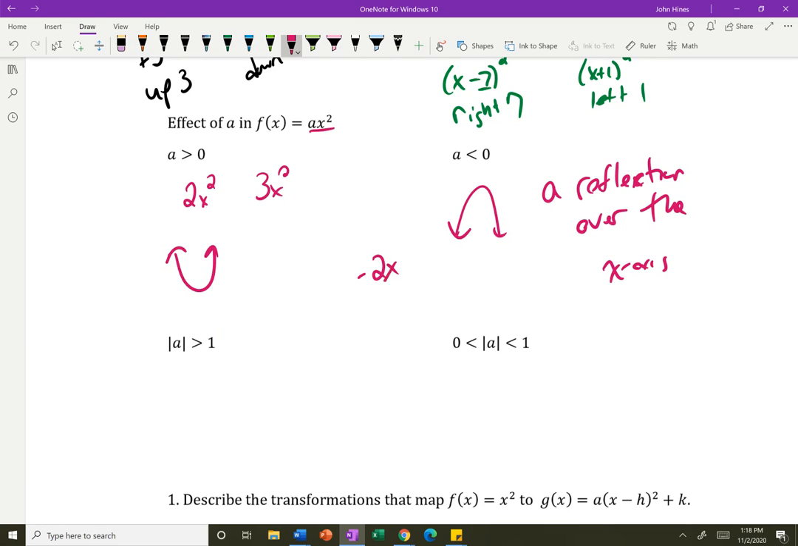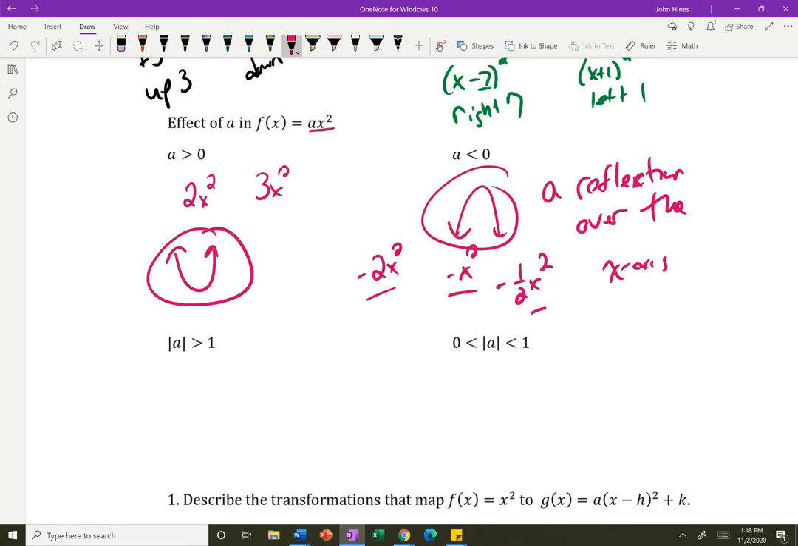So if I see negative 2x squared, negative x squared, negative 1/2 x squared, all of those parabolas are going to be concave down versus concave up like they normally are. When my end behavior, when they're both going down, that's called a concave down parabola. If it's bigger than 1, it's a vertical stretch.